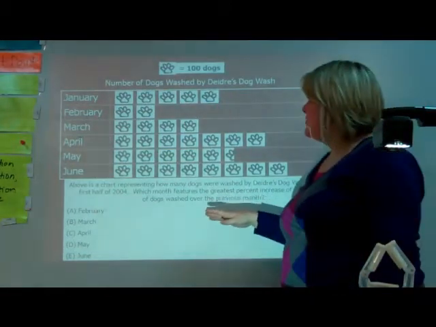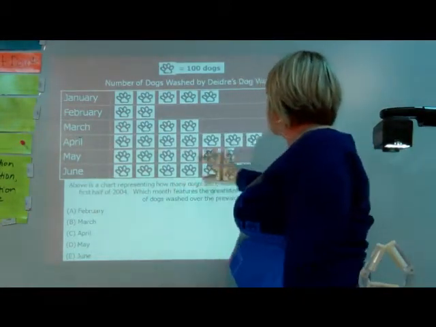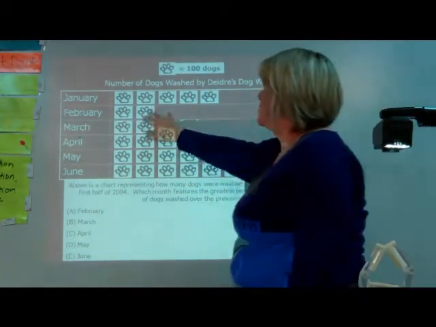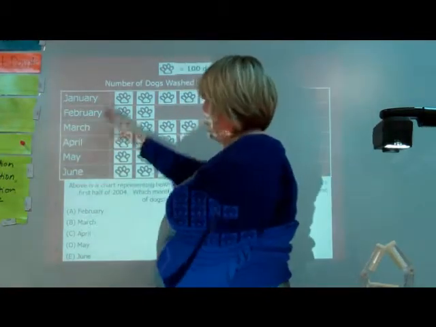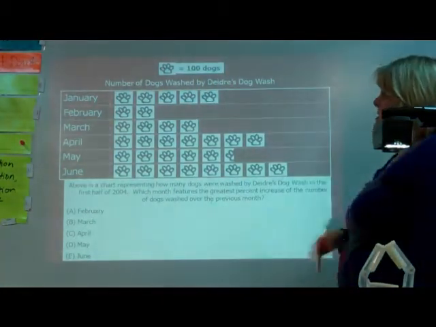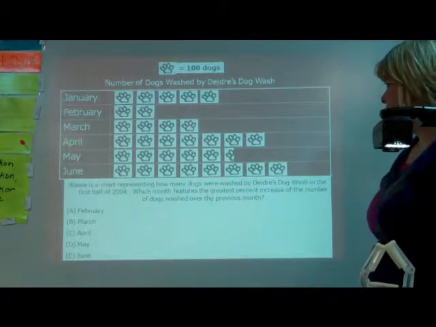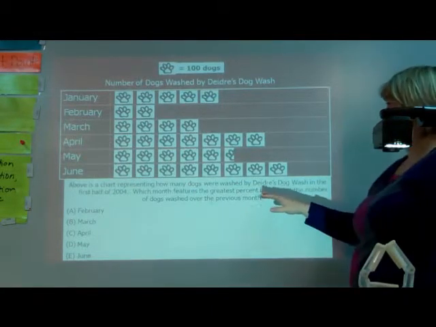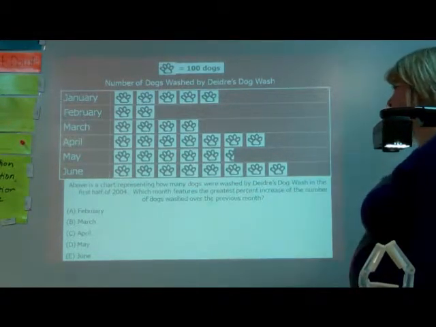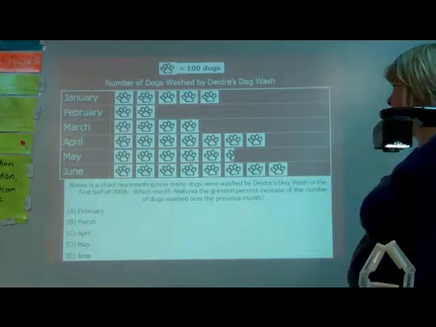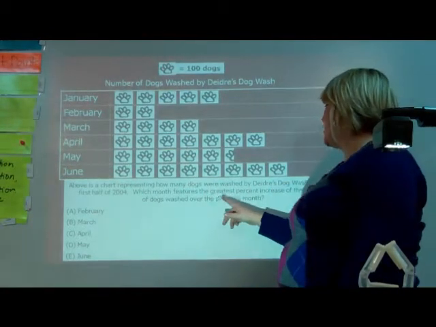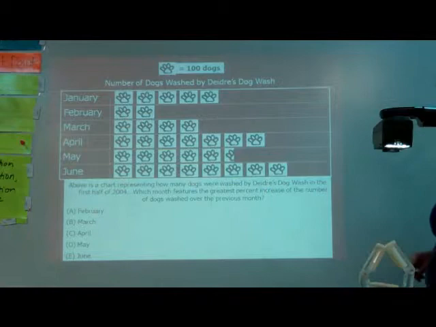So if we look at this, we can kind of get an idea of which month you wash the most dogs, which you wash the least number of dogs, and that we're looking at the first 6 months of the year. So above is a chart representing how many dogs were washed by Deidre's dog wash in the first half of 2004. Which month features the greatest percent increase of the number of dogs washed over the previous month?